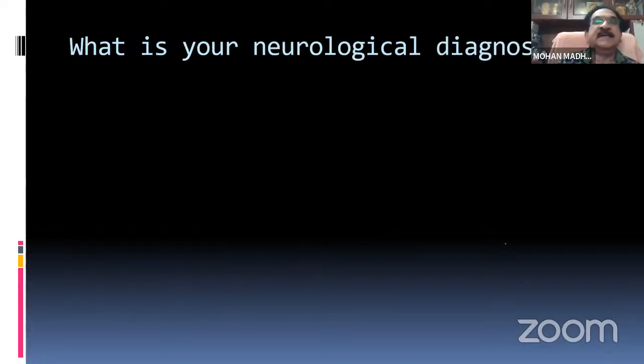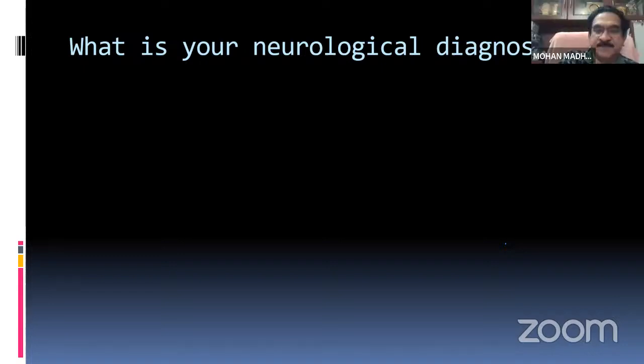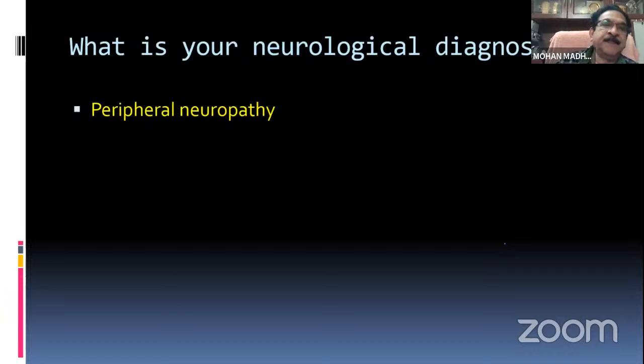So what is the neurological diagnosis? Radicular neuropathy. Yeah, it could be radicular neuropathy or peripheral neuropathy. Both can be predominantly affecting the distal part with wasting, more like a peripheral neuropathy, or a radicular neuropathy as well, because the proximal reflexes are also absent.